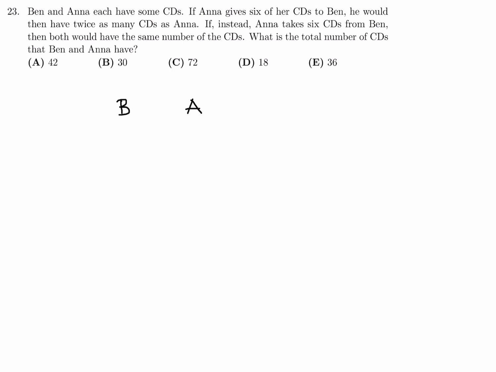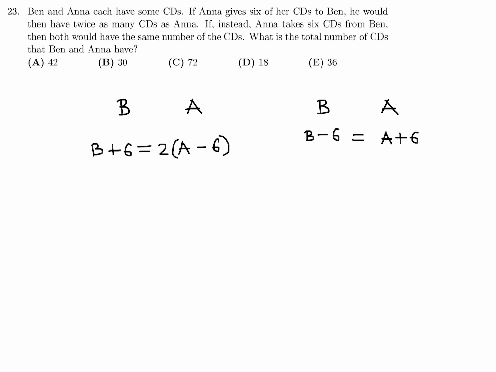They tell you that if Anna gives 6 of her CDs to Ben, then Ben would be B plus 6. Essentially, Ben would have twice as many CDs as Anna. So that's the first mathematical equation. The second one is the next sentence. If Anna takes 6 CDs from Ben, so that's A plus 6, therefore that would be B minus 6, then both of them would have the same number of CDs, so this is equal. So this is the system of equations we have to solve.